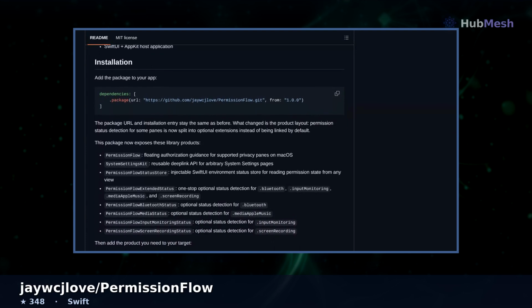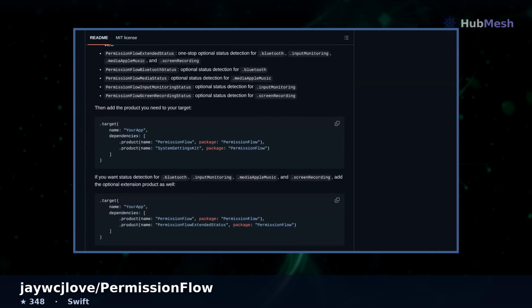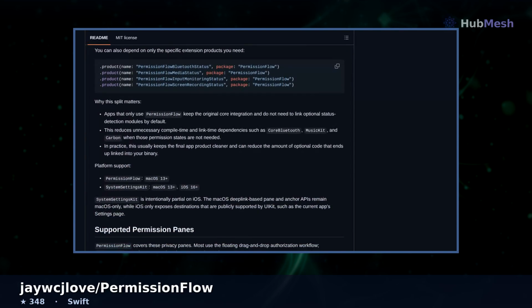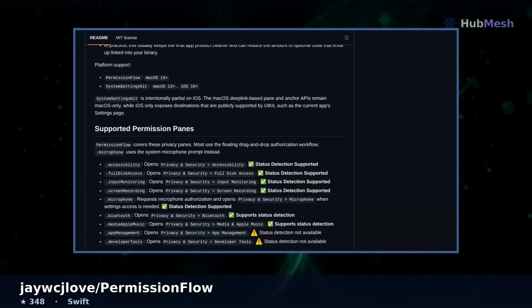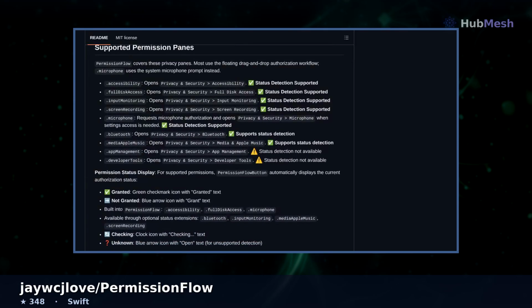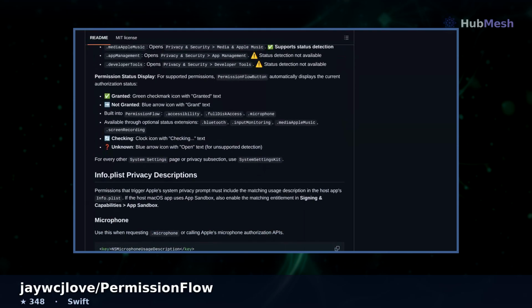Installation involves adding the package URL to your dependencies. PermissionFlow now exposes multiple products, like PermissionFlow Status Store, for reading permission state from any view. PermissionFlow covers many privacy panes, including accessibility and full disk access, with most using the floating drag-and-drop workflow, which is a huge time saver for developers and users.